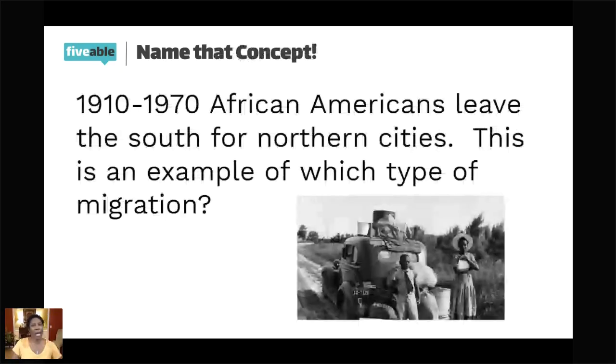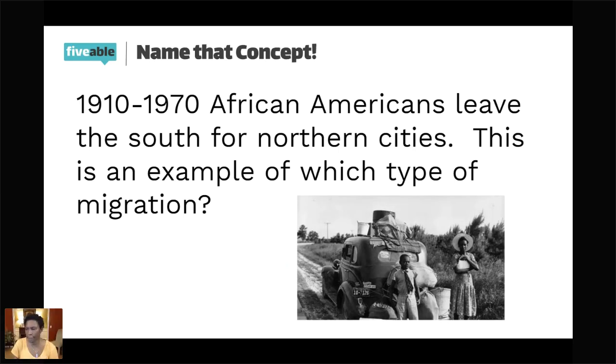All right, name this concept. It's a type of migration again. From 1910 to the 1970s, African Americans leave the South for northern cities. This is an example of which type of migration? Was it forced? Was it voluntary? What type of migration would it be? Is it chain? Is it forced? Is it voluntary?